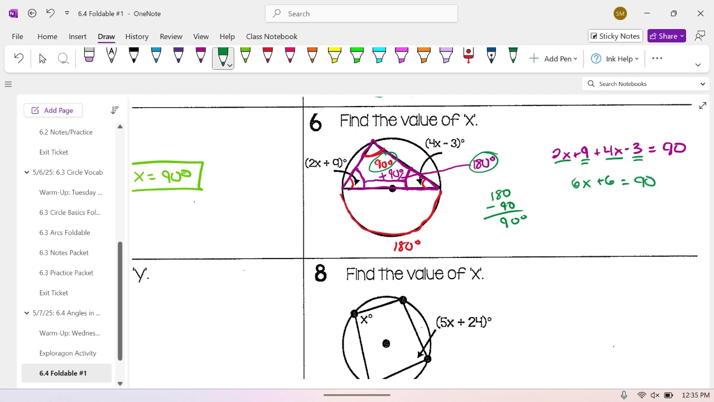Then what do I do? Minus 6, I get 6x is equal to 84. Divide both sides by 6. X is equal to 14.